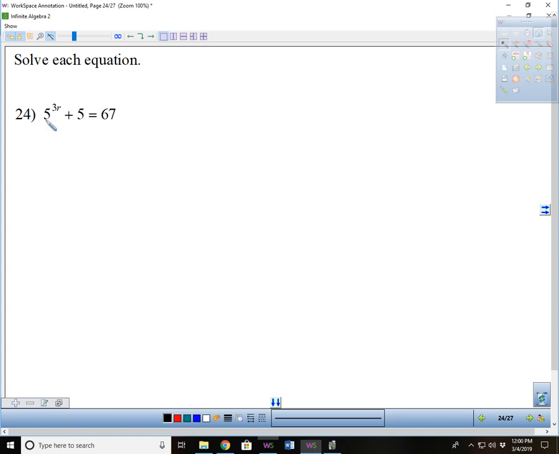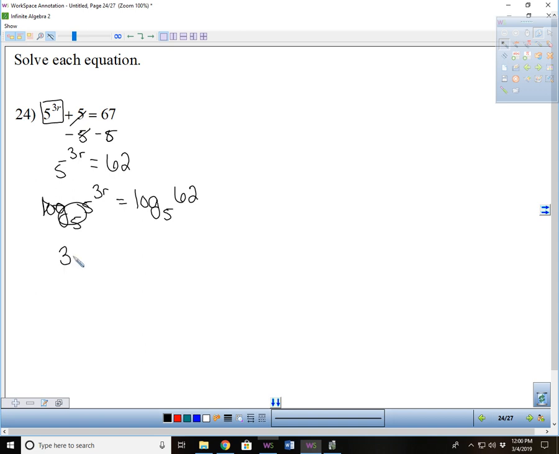All right, same thing over here. So I've got to subtract the 5 because I'm trying to get this part by itself. So I get 5 to the 3r is equal to 62. Now that I've isolated that 5 to the 3r, I'm going to do a log with a base of 5 so I can cancel that out. So log with a base of 5. So I get 3r is equal to log base 5 of 62.